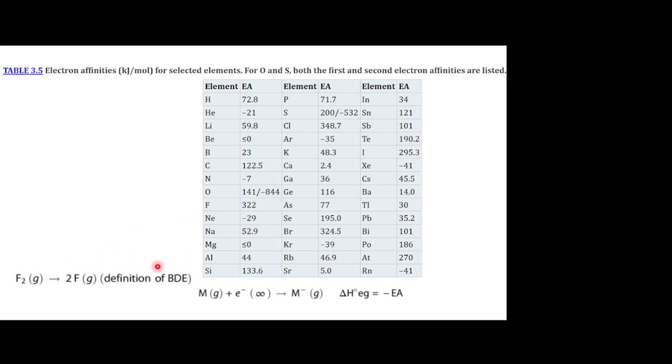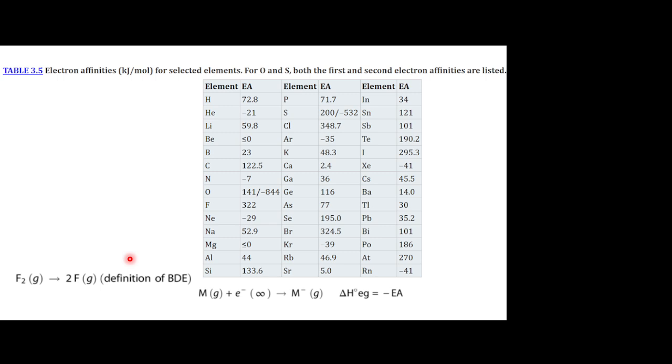Okay, so right here, this is the definition of BDE. Does anybody know BDE? I am so disappointed. Bond dissociation energy. You have an excuse, you didn't have me for the organic one. It's okay.